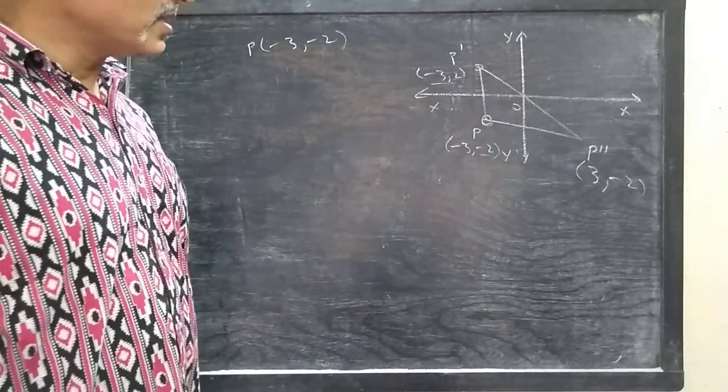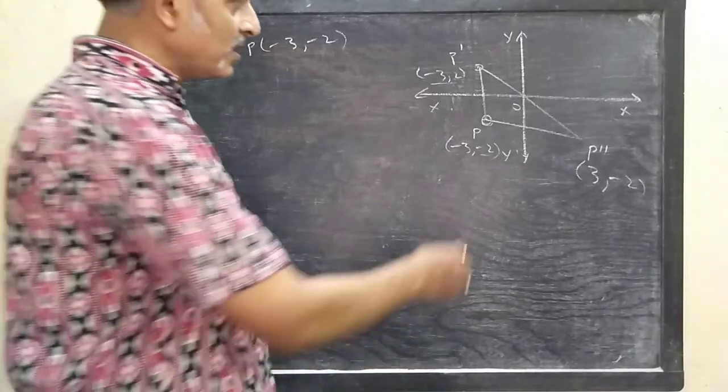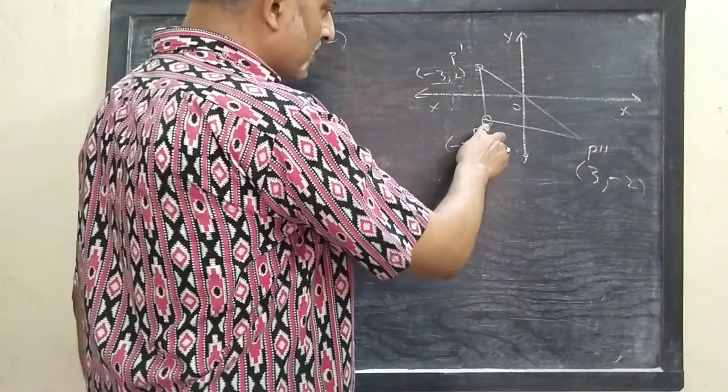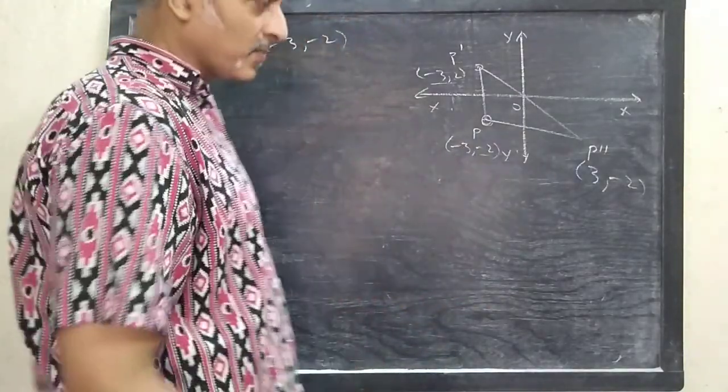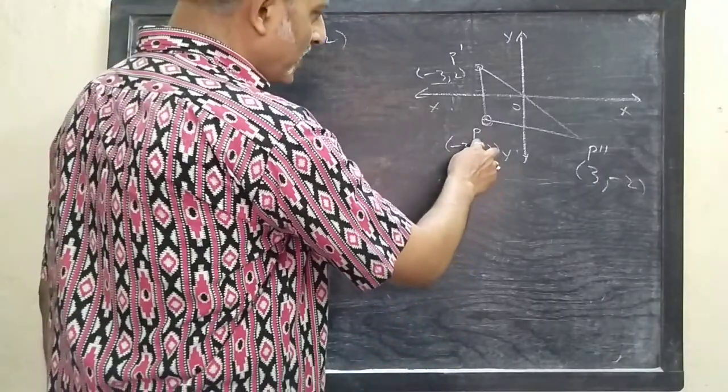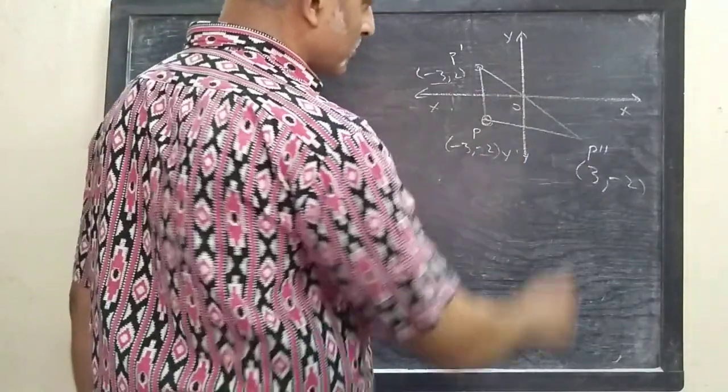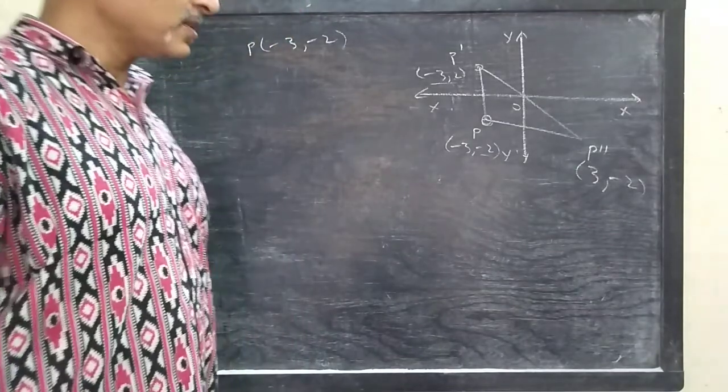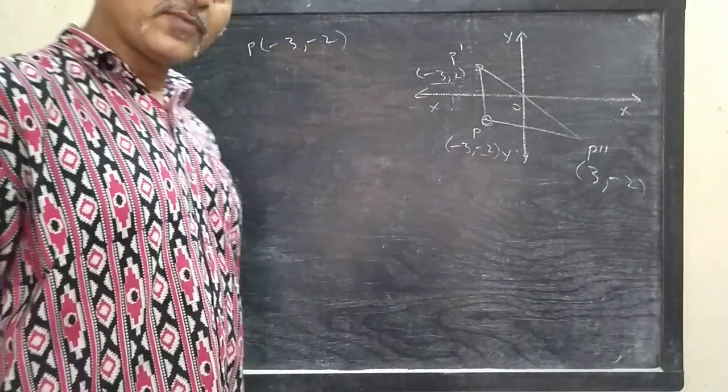Then they ask, what is the single transformation that will transform P to P double dash directly? So here we find when P is reflected in y-axis, then it goes to the point 3 comma minus 2. So the single transformation is reflection in y-axis.